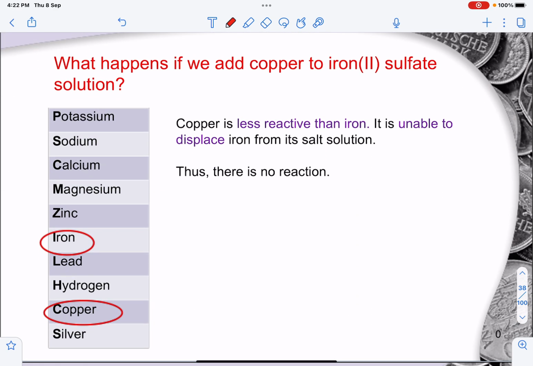However, if we flip the question, we say that now we put copper into iron 2 sulfate. Now, will there be any reaction? There will not be any reaction, because copper is less reactive than iron when you look at the reactivity series, and therefore it will not be able to displace iron from its salt solution.